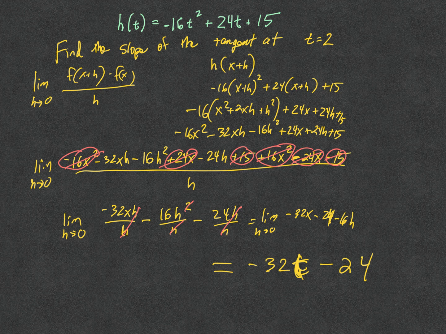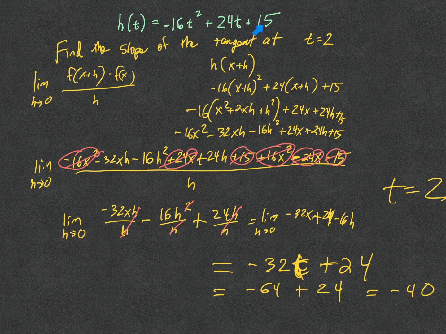You know, see, there it is again. There's my plus. I made it a minus down here. Plus, plus. Keeping track of those. So at t equals 2, it will be negative 64 plus 24, which is negative 40. That would be the slope of the line tangent to this graph at time equals 2.